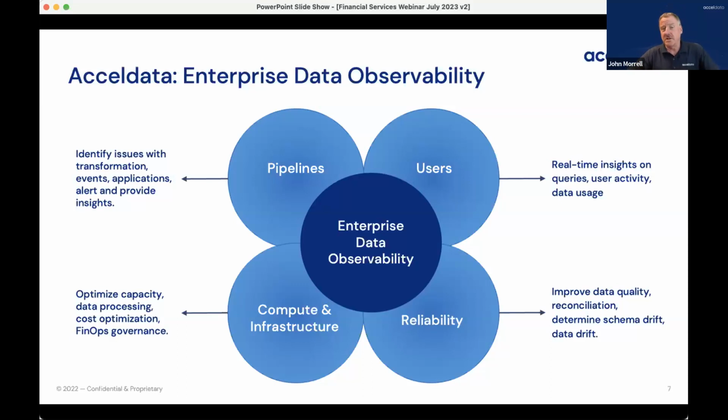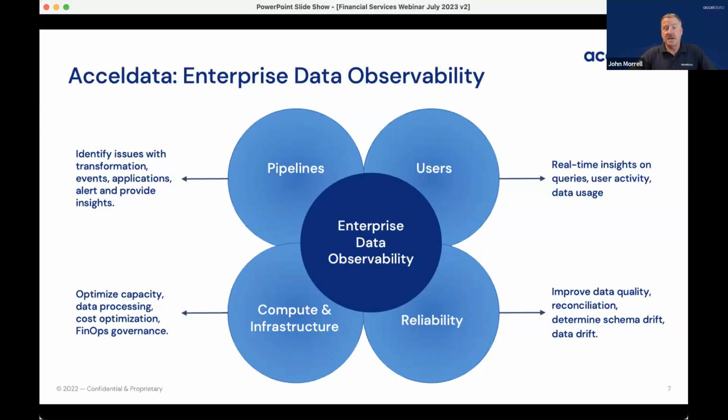So starting in the lower right, we help you with all your data reliability, which includes things like data quality, data reconciliation, data drift, schema drift. We help you automate a lot of checks around that, so you're able to detect and get alerts when problems happen in and around all of this data quality and reliability stuff.